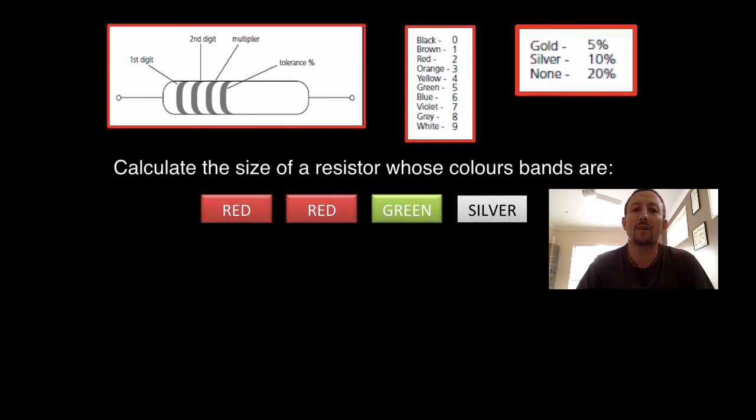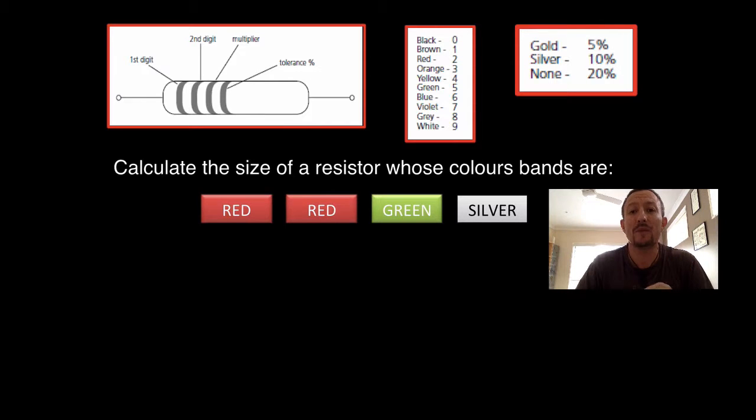Okay, so here I've got a resistor. It's got a red band, followed by a red band, followed by a green band, followed by a silver band. If you pause the video now, try and work out what your ohmic value is of your resistor. Okay, so welcome back, and let's see how you got on.